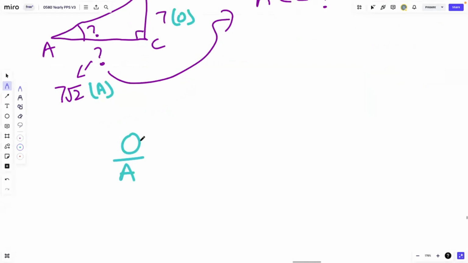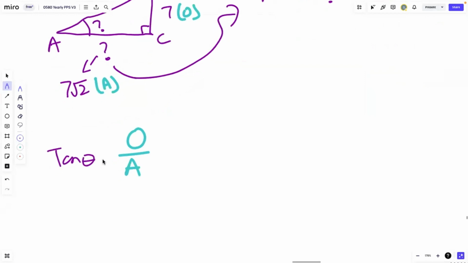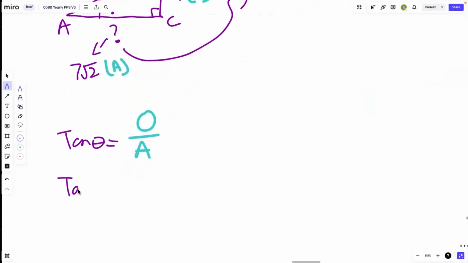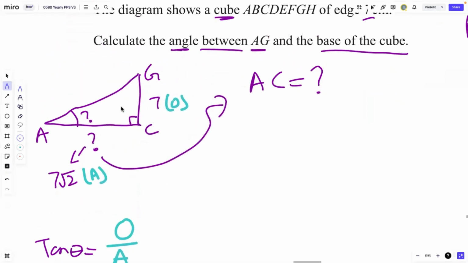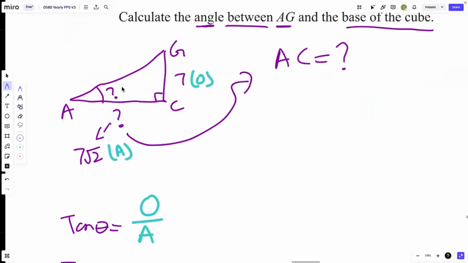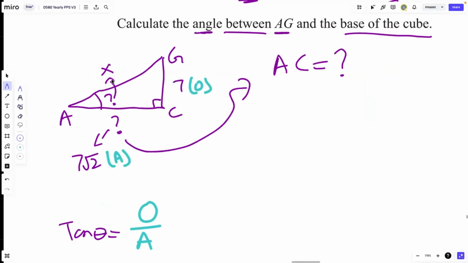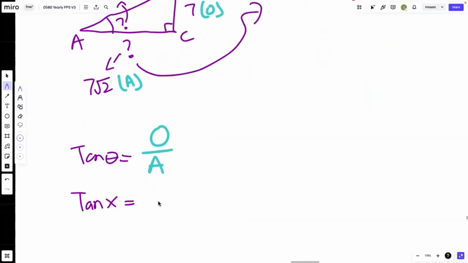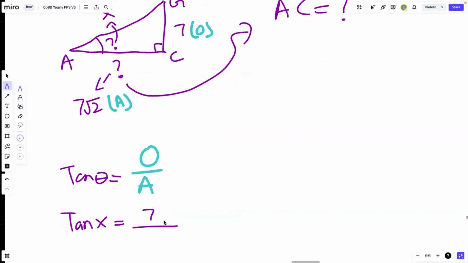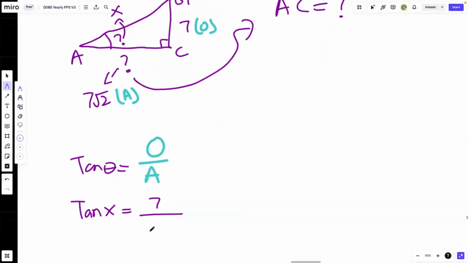And what formula, what ratio are opposite and adjacent used in? So that is your tan. So we'll have tan theta equals opposite over adjacent. Let's call this angle x. So tan x equals opposite, which is 7 in this scenario, which is BC, and adjacent is AC, which we found to be 7 under root 2.